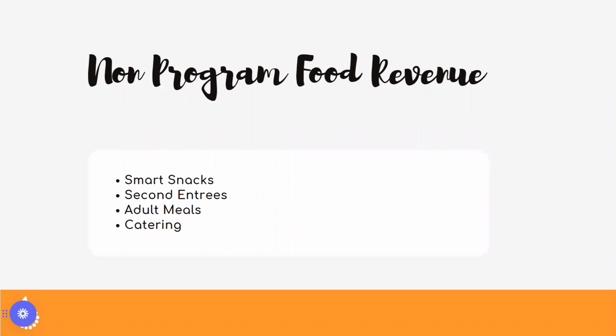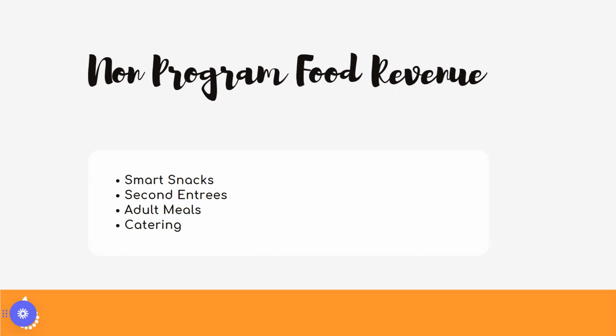The next portion is looking at your non-program food revenue. So that's all the money that you make on everything outside of the reimbursable meal. So this is looking at things like smart snacks, second entrees, adult meals, and if you are doing any catering as part of your food service program as well in your district. So make sure you got your smart snack binder ready to go and how much you're charging for those items versus what you're paying. Are you allowing the kids to buy seconds? You know, making sure you run point of sale reports so that they can see that as well.